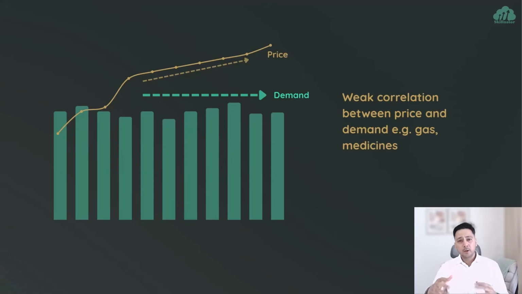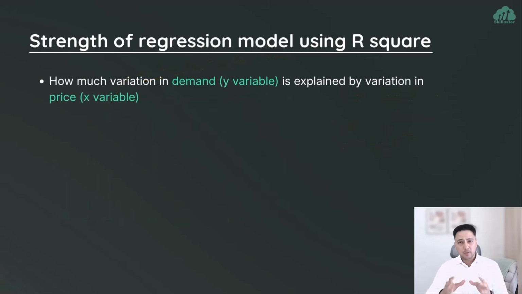One commonly used measure to solve this problem is called R-square. R-square is a statistical value that tells us how much of the variation in demand is explained by the variation in the driver, or how much of the variation in demand is explained by the linear regression model. It is expressed as a value between 0 and 1.